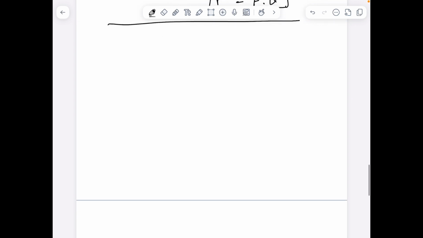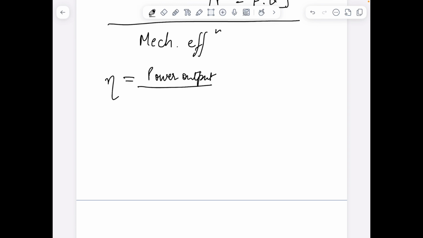Okay, now let's look at another concept, the mechanical efficiency of a machine. So we define that eta quantity as our output over our input. Now of course eta is always less than 1 because there is always some energy lost due to non-conservative forces such as friction, etc.